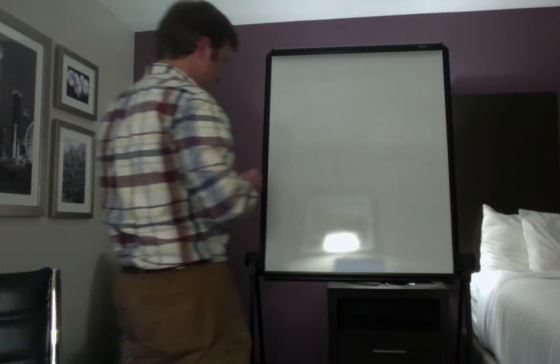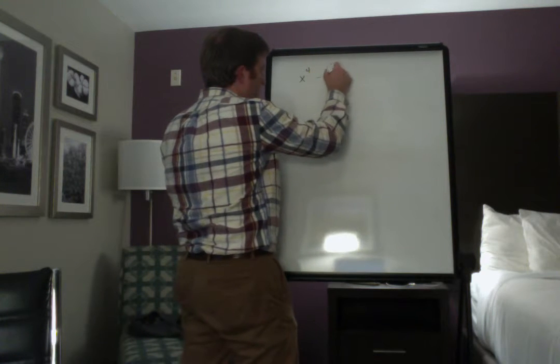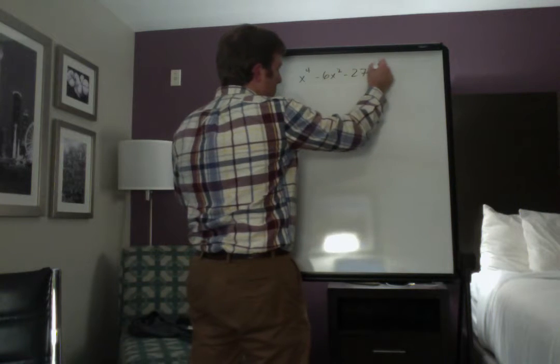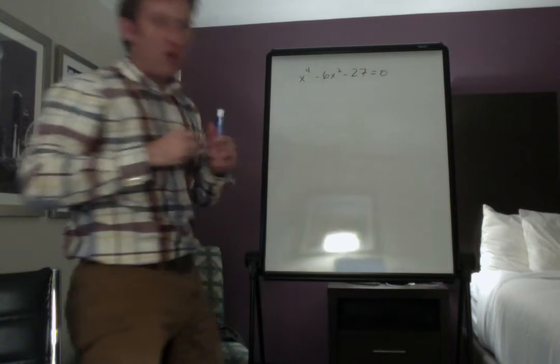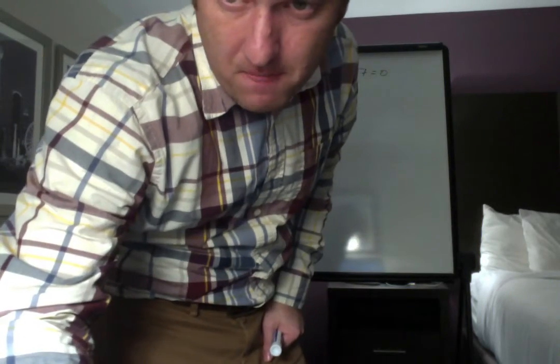So the other one that I want to show you, I'm going to scroll down on the computer, is example B on page 357 in your textbook. And it goes x to the 4th minus 6x squared minus 27. And we want to find all the zeros. Okay?